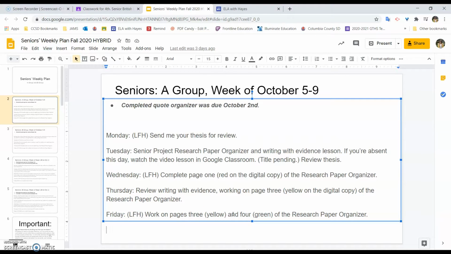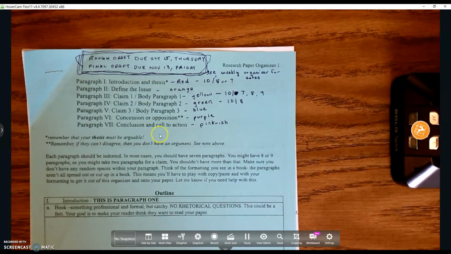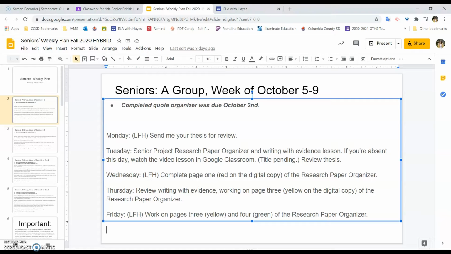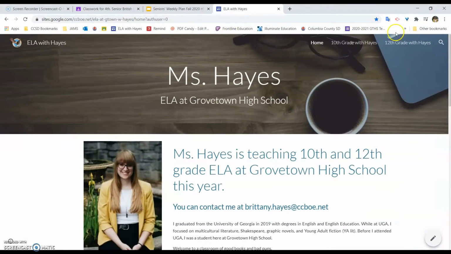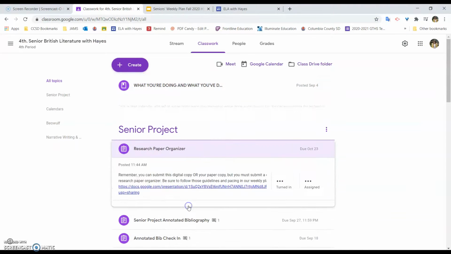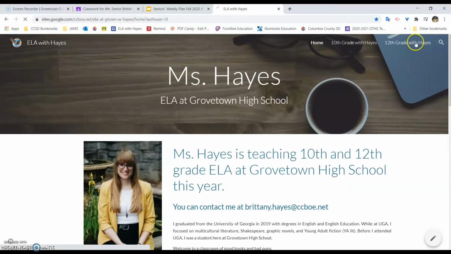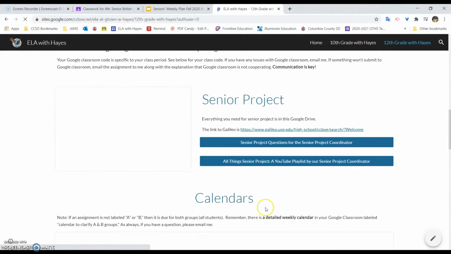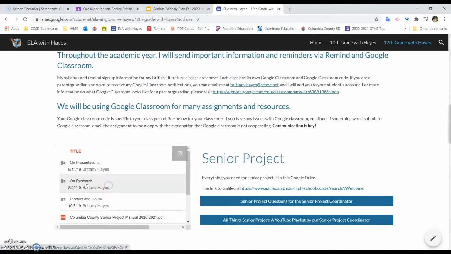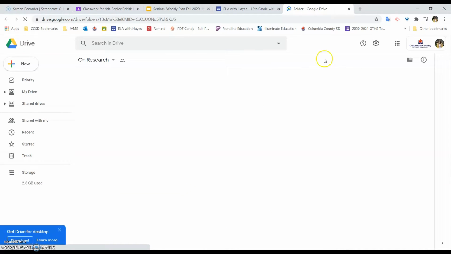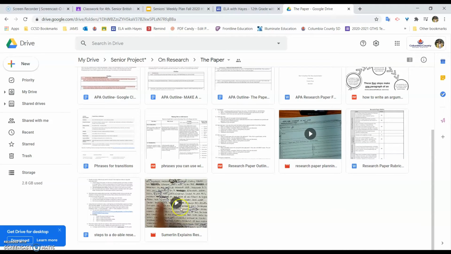The reason for that is the paper copy has numbers, as you see, but there are also colors for the digital copy. That digital copy is here in the research paper organizer, but you can also get to it by going to 12th grade with me, going down to senior project, going over to research, and you'll notice you have a plethora of resources, particularly when you go to the paper. You've got some of my videos from last year, some of Summerlin's videos from previous years, some steps, and a bunch of different resources to use.